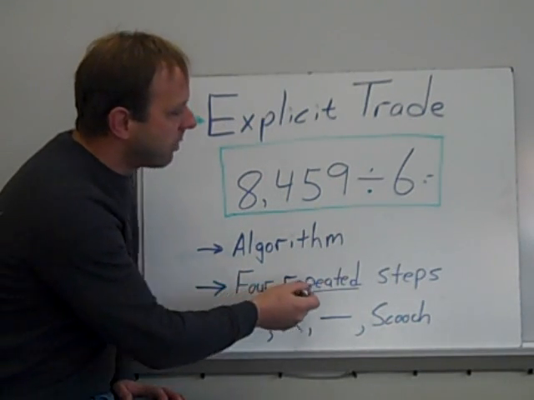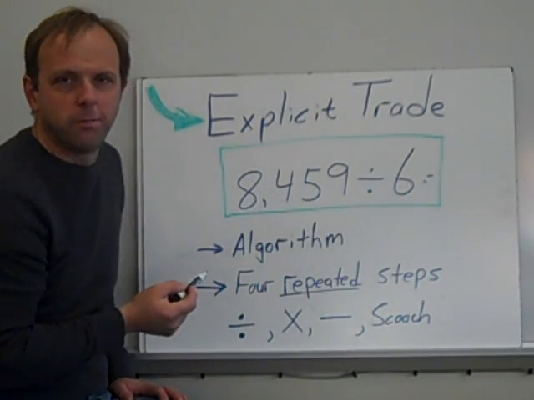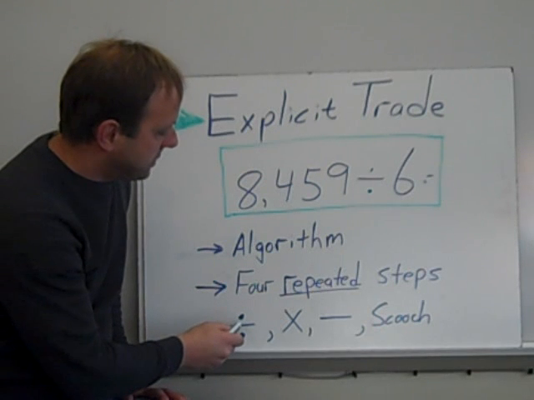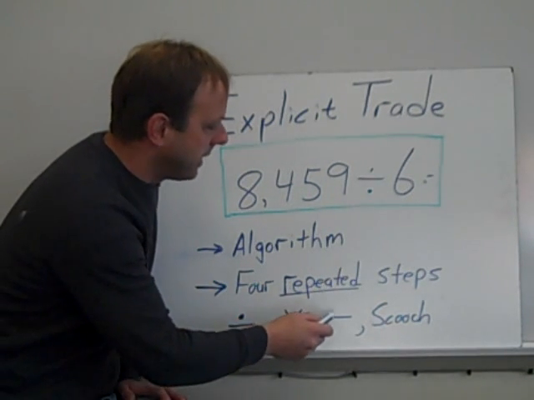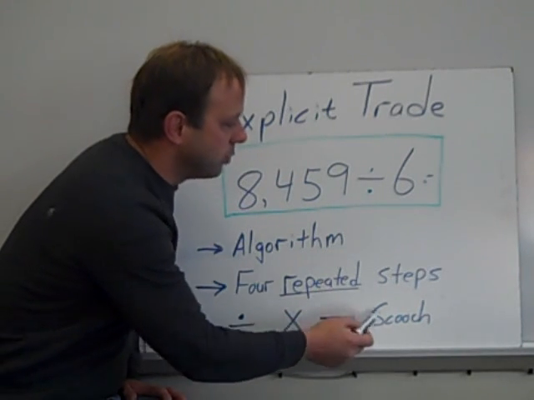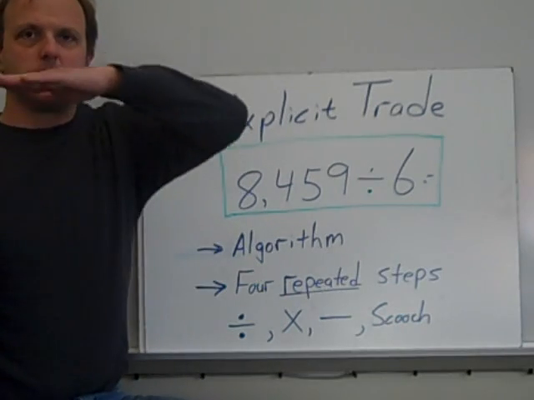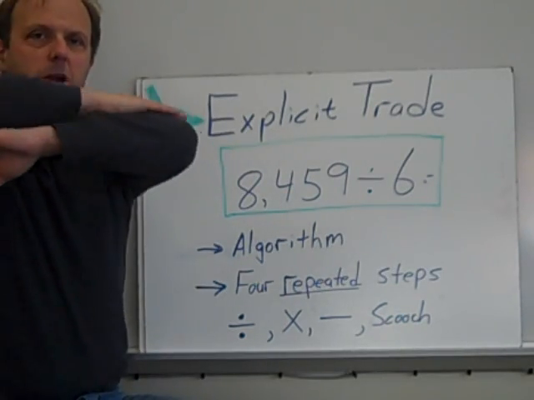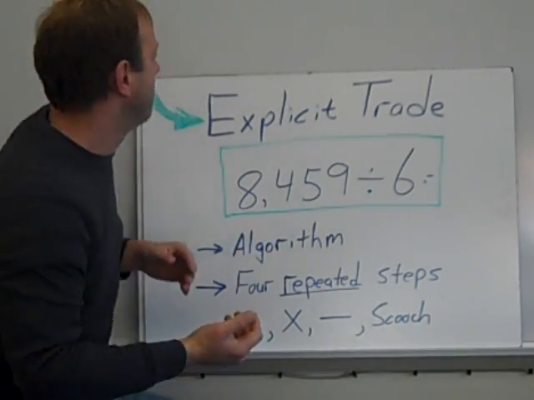There are 4 repeated steps. You just keep doing them over and over until you run out of numbers to work with. The steps you always do in this order: divide, multiply, subtract, scooch. And the visual we did was this. We went divide, multiply, subtract, scooch. Just like that. And that kind of gives us another way to remember those steps.